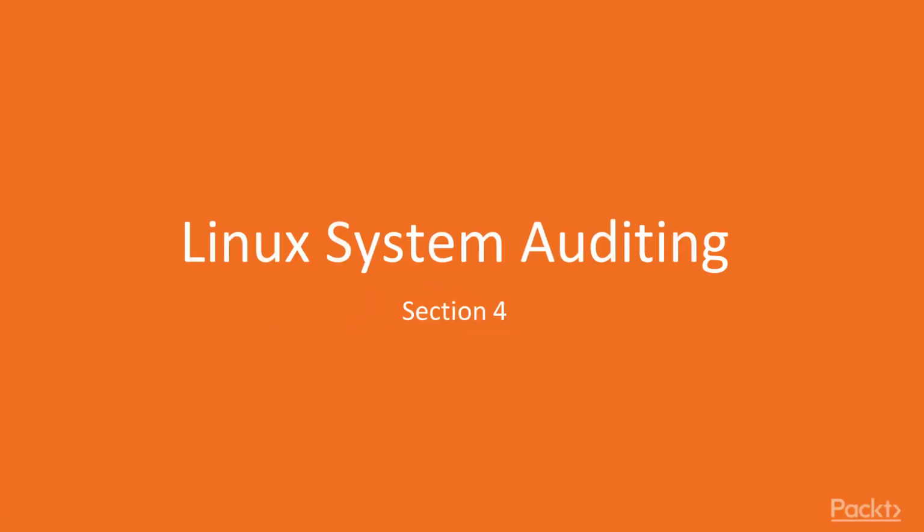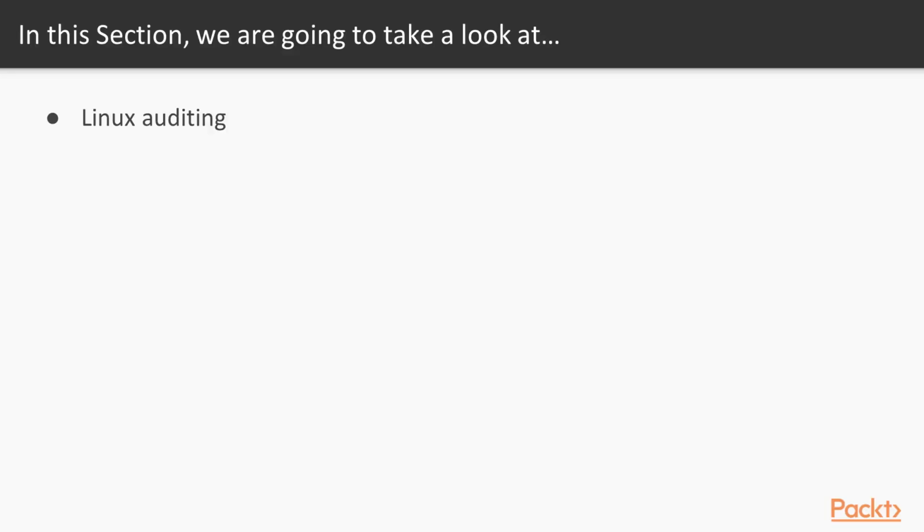Hi everyone. Let's start with the fourth section, Linux System Auditing. In this section, we'll be working with different Linux auditing tools, installing necessary auditing packages, working with different audit tools, making use of the audit's default configurations, and working on custom rules.